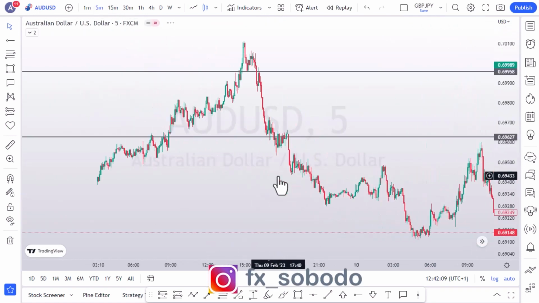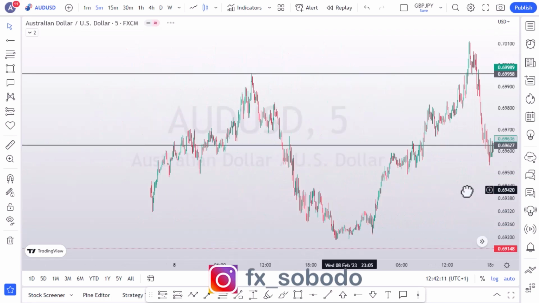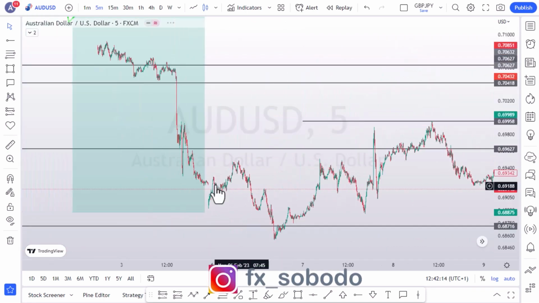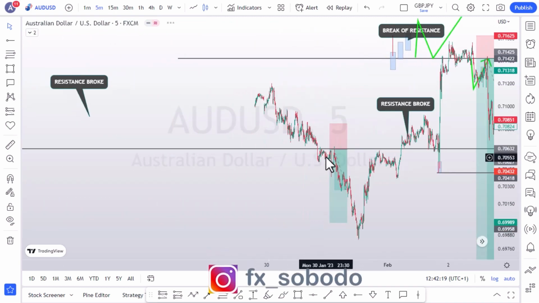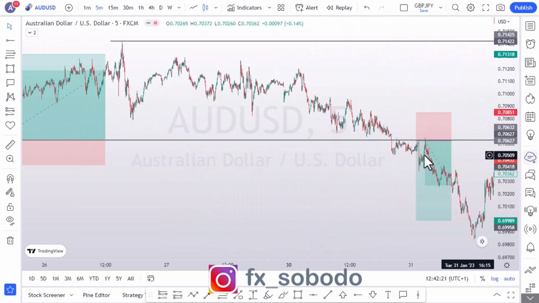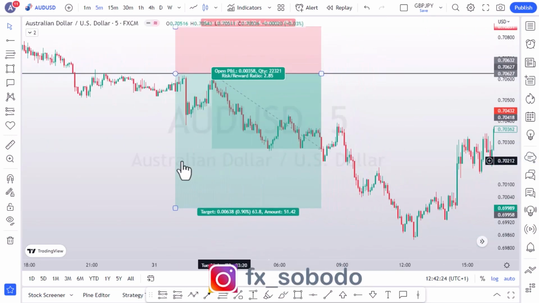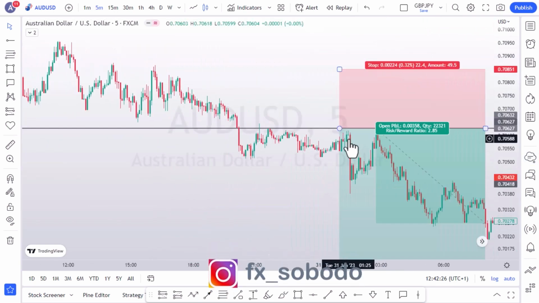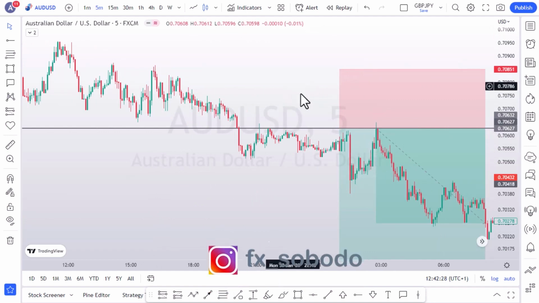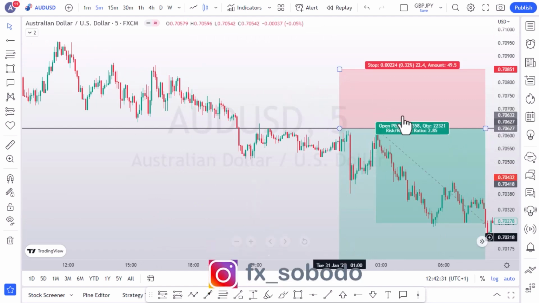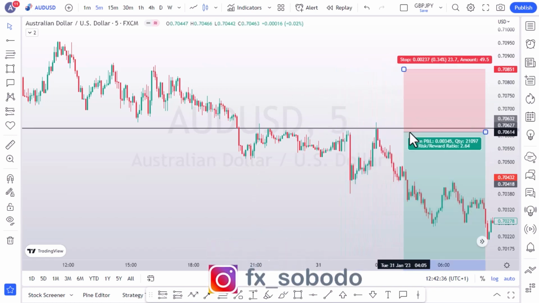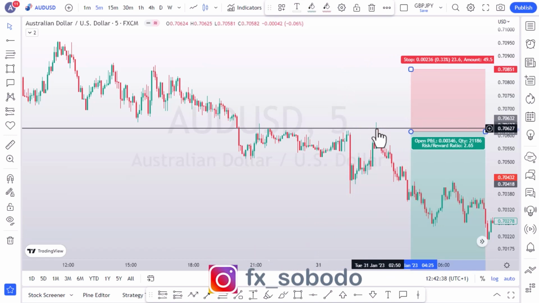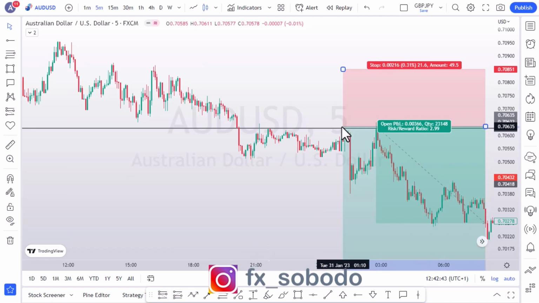Let's go there. It was very clear in 5 minutes. Voila, here. You see, after the break, price came in the 5 minutes. You see how price retested our level. You see how price came and retested our level, and price dropped nicely to the downside.